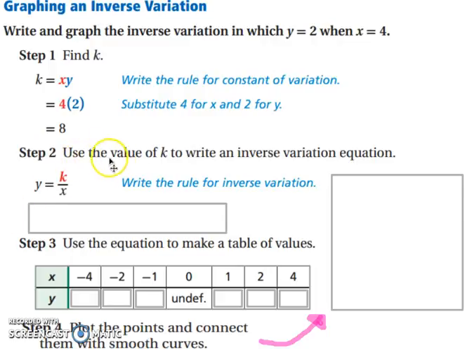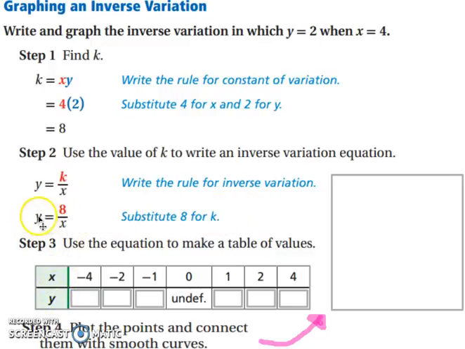So now we're going to use the value of k to write an inverse variation equation. So you found your k value, so now you're going to substitute that back in. Remember, to be able to make a table of values, you need to have the variables x and y. You don't want numbers in for them right now. So we want to substitute a numerical value for k so that we can make a table of values. And in this case, we got y equals 8 over x.